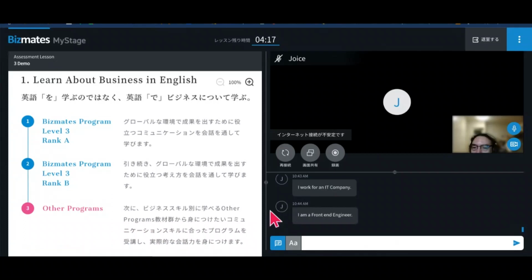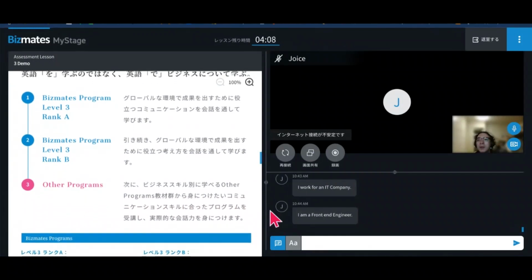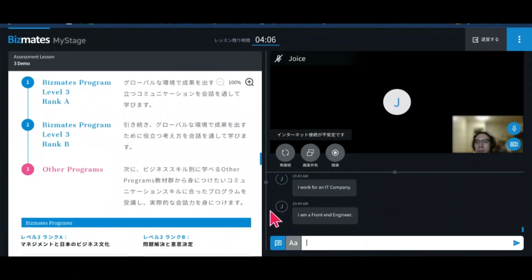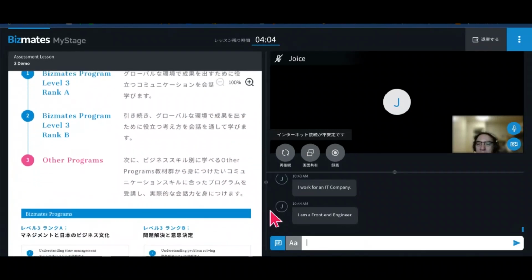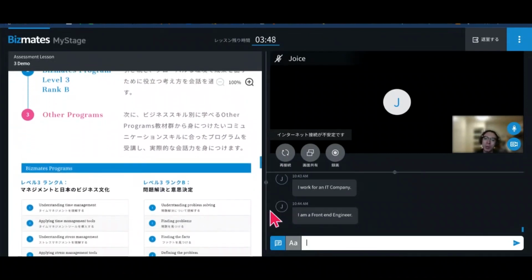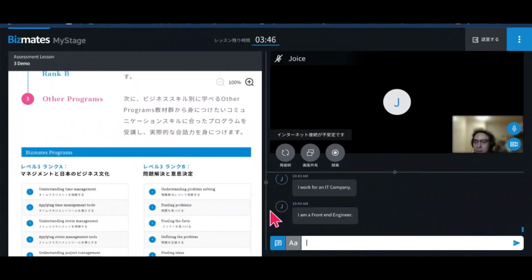When you're done with rank A, you move on to rank B to learn about useful approaches to business in English. Now, when you are done with rank A and rank B, you can take one other program's course and focus on a business skill that interests you, like presentation or meetings. So this is what I was talking to you about. Bizmates has a lot of different other programs. All right, so we will go through that in a bit.